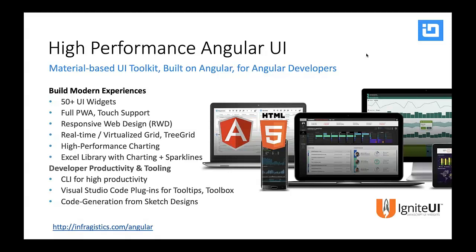It's 50+ widgets, progressive web app support, virtualized grid. We just shipped a virtualized tree grid. We have the fastest charts and grids in the world. But on top of that, we have great productivity tooling in Visual Studio Code. We have a command line interface. We've got a toolbox plugin. We've got a tooltips plugin. And then, like you'll see today, the ability to generate Angular code from Sketch right in Visual Studio Code.